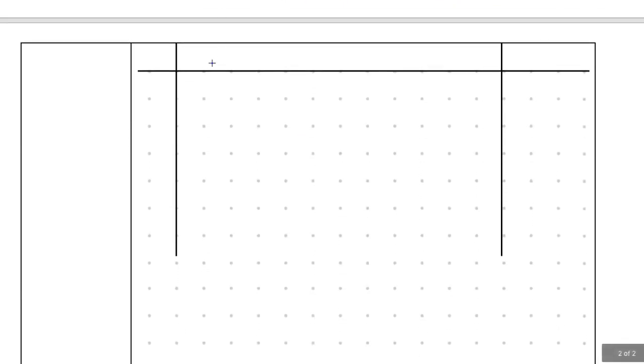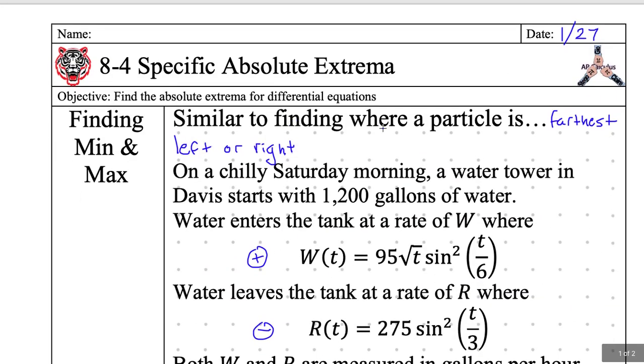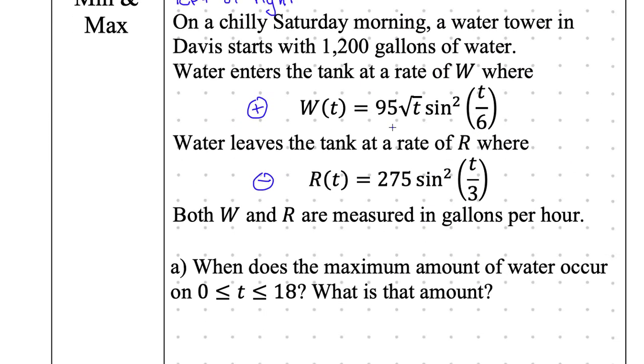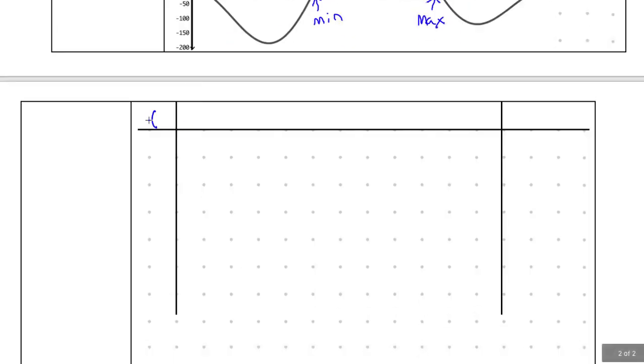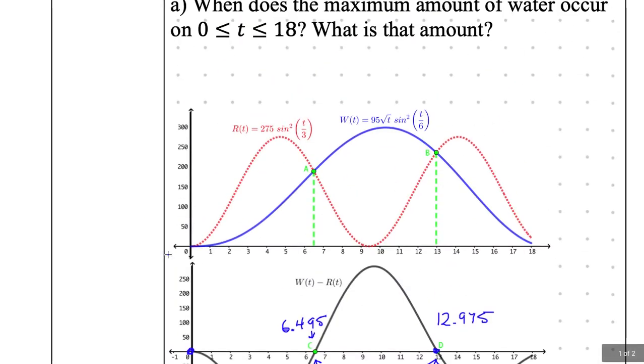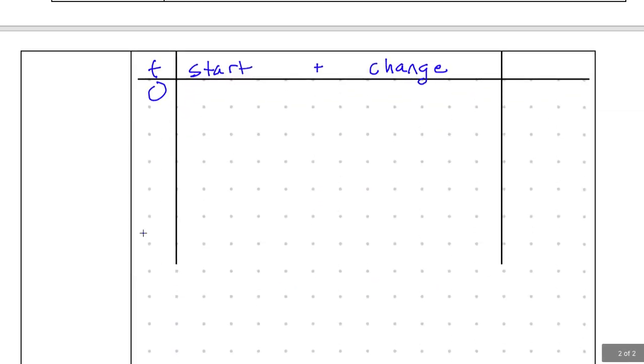So on the backside, again, whenever you have a question that's asking for farthest to the left or the right for particles, or if you're talking about maximum or minimums when they give you a differential equation, you need to make a table with start plus change. Every single time, maximum or minimum, a table of start plus change values. What are the 3 things you will always check over and over again? First, start, and our start was 0. Second, our endpoint, that's one of them. Our endpoint was 18 in this case, so I'm going to come down here and say 18.